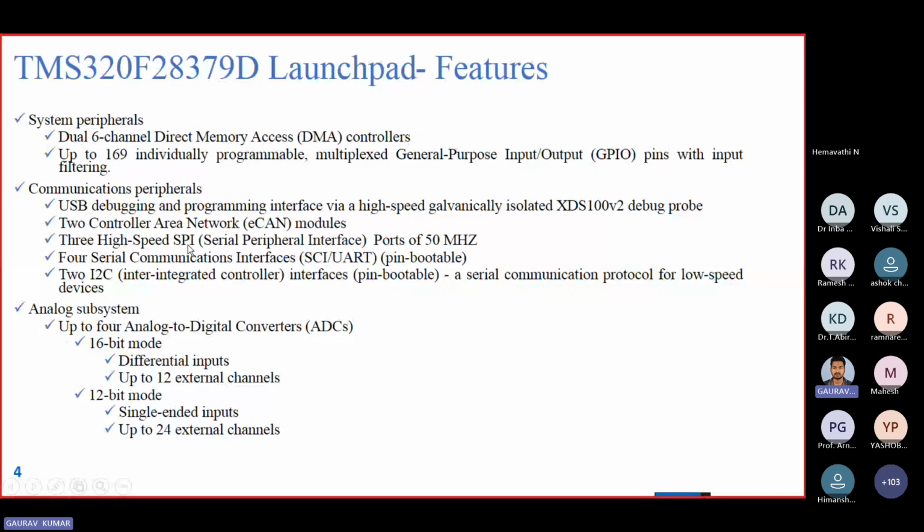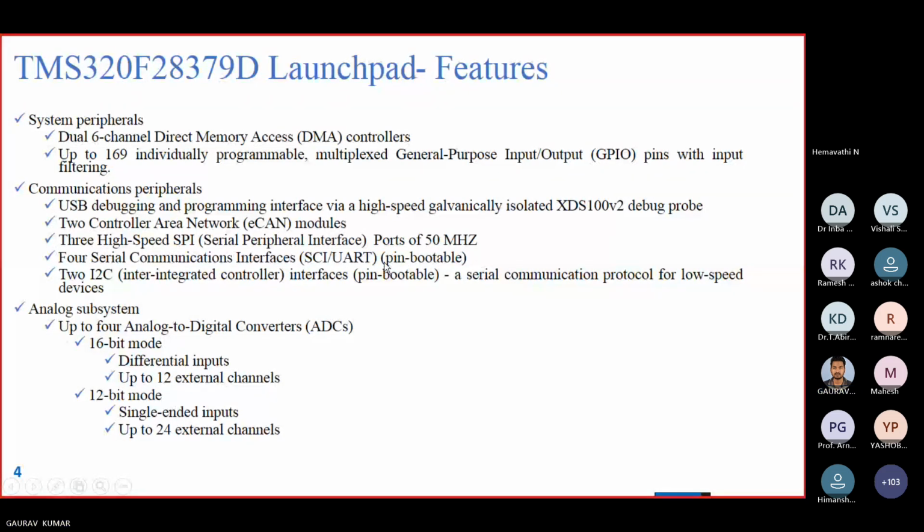Then we have four serial communication interfaces. Serial communication interfaces are also used for communicating with sensors and real-time applications like motor control units and engine control units, in which sensors and actuators are all there. And this is pin bootable. Pin bootable means during the booting configuration, it can also initiate the communication, and when the power is turned on, immediately after turning on the power, it can initiate the communication.